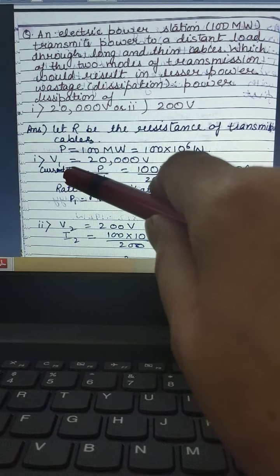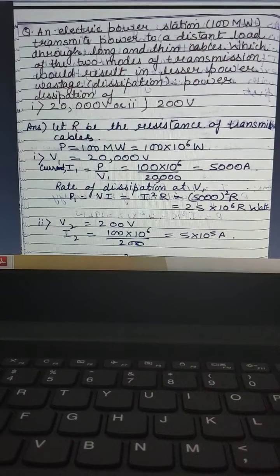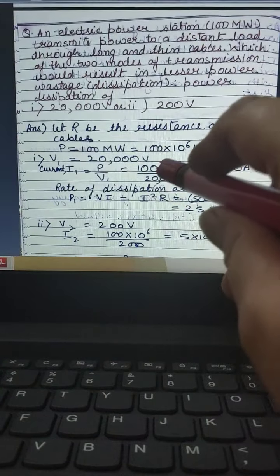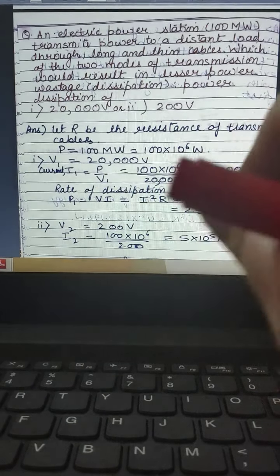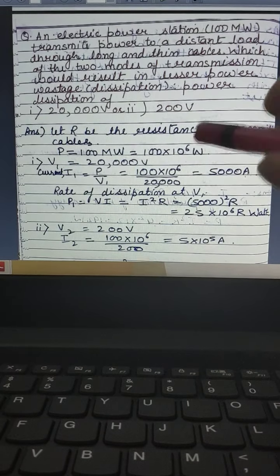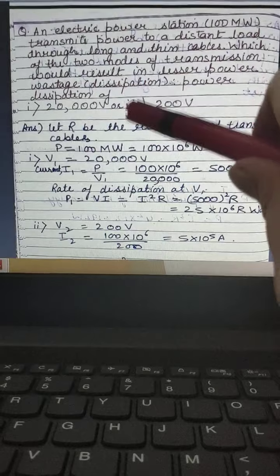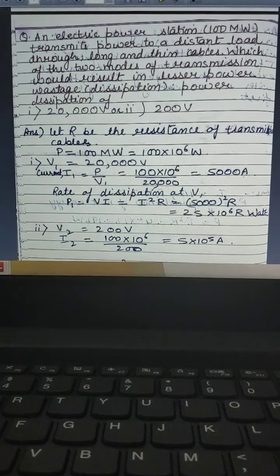So what will be the current? I1 is equal to P upon V1, power upon voltage. How do we get this formula? That is P is equal to VI. So putting all the values, we get current. This much current is flowing through these cables, that is 5000 ampere, when the 20,000 volt is provided to the transmission cables.